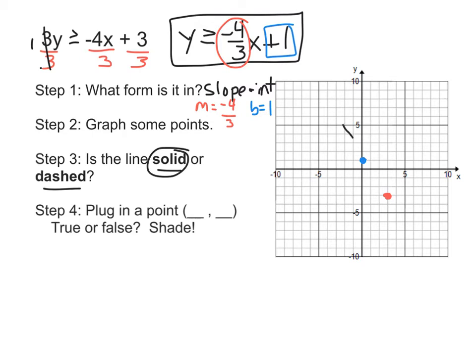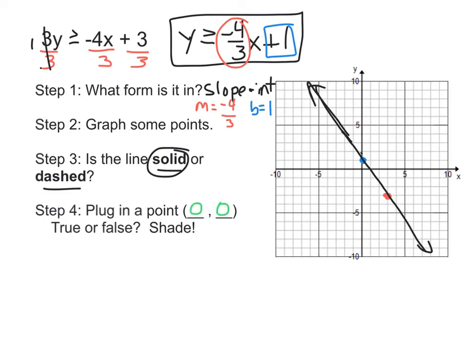I'm going to carefully draw my solid line. I'm going to try that again. Okay, there's my line. And the last step is we need to test a point, plug in a point, test it out, see if it's true or false, and then decide on our shading. I'm going to again use 0, 0. Every time possible, I'm going to use that. It is the easiest point to use. So I'm going to go ahead and use 0, 0 right here.